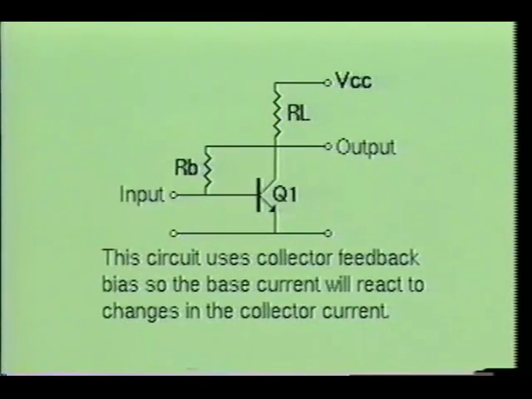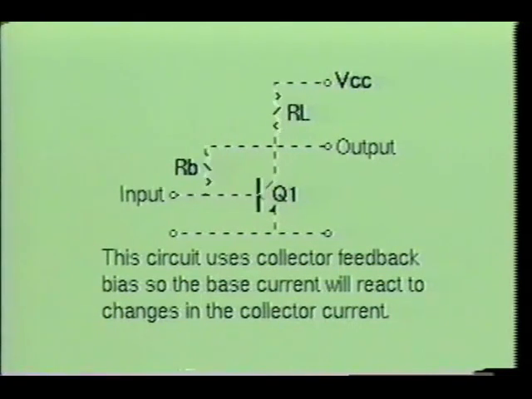The base bias arrangement shown here will provide some improvement over the previous fixed bias circuit. This circuit uses collector feedback bias to allow the base current to react to changes in collector current. As you notice, the base resistor is attached to the collector of the transistor and not to VCC. If the collector current increases for any reason, the collector voltage will decrease, which will cause the voltage being applied to the base of the transistor to decrease. This in turn will cause the transistor to conduct less current and stabilize the circuit.